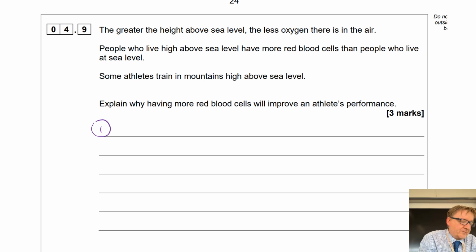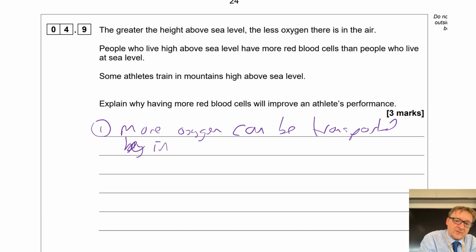So, firstly, more oxygen can be transported by or in red blood cells. Okay, so the whole point is to explain why having more red blood cells will improve the performance. All right, so I've talked now about having more red blood cells being good.